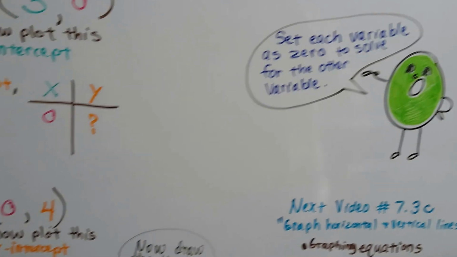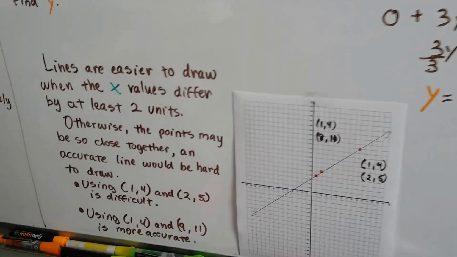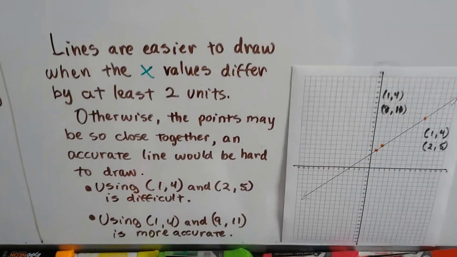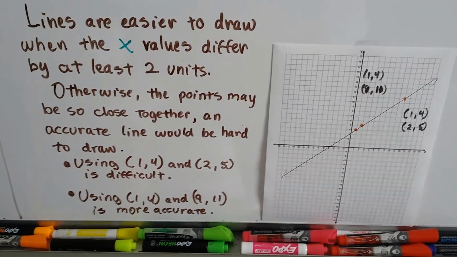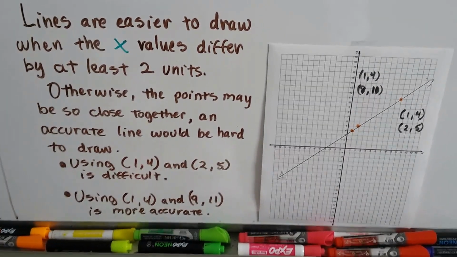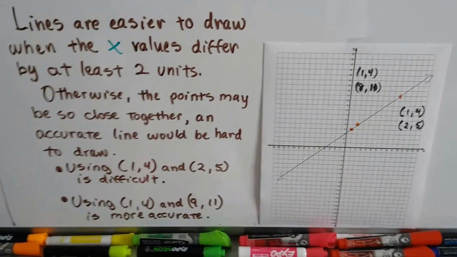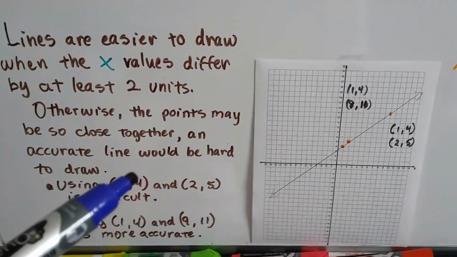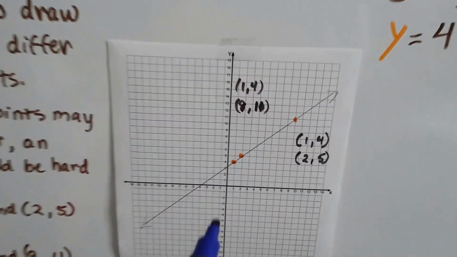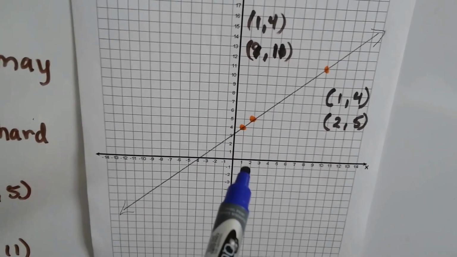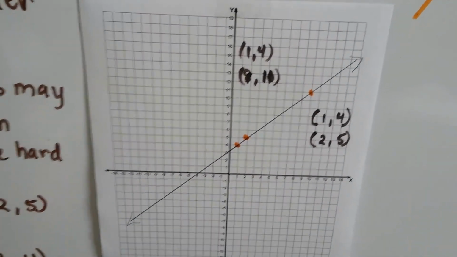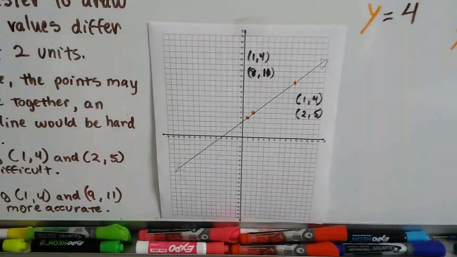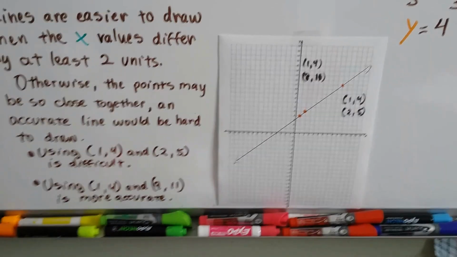Now, lines are easier to draw when the x values differ by at least 2 units. Otherwise, the points may be so close together that it won't be that accurate. It's going to be hard to draw. So if we use the coordinates of 1, 4, and 2, 5, then our 2 points are going to be right here. See? 1, 4, and 2, 5. And to draw a line with these 2 close little dots is really hard. It makes it difficult. And we don't know how accurate it's going to be.